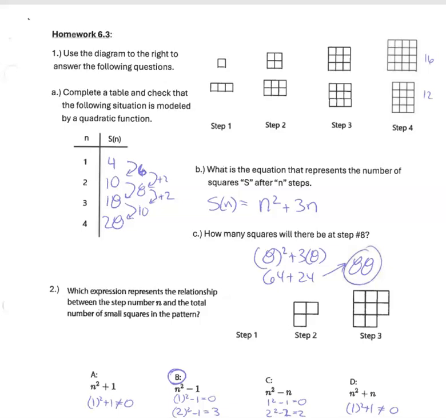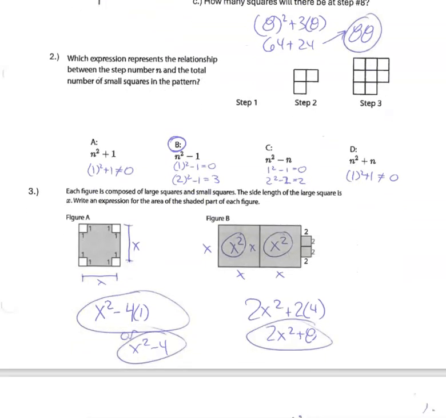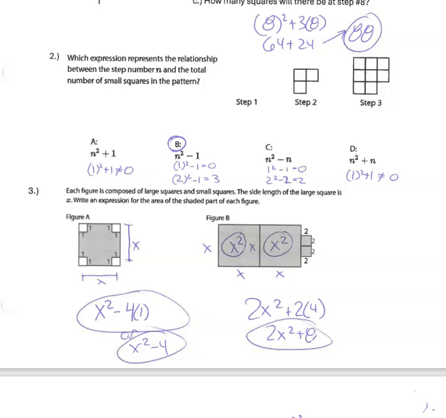So you have that n squared plus 3n, and it says how much at step 8. You just substitute 8 in there, you get 64 plus 24, and that is going to give you your 88. The next one says which of the following represents the pattern, which equation.